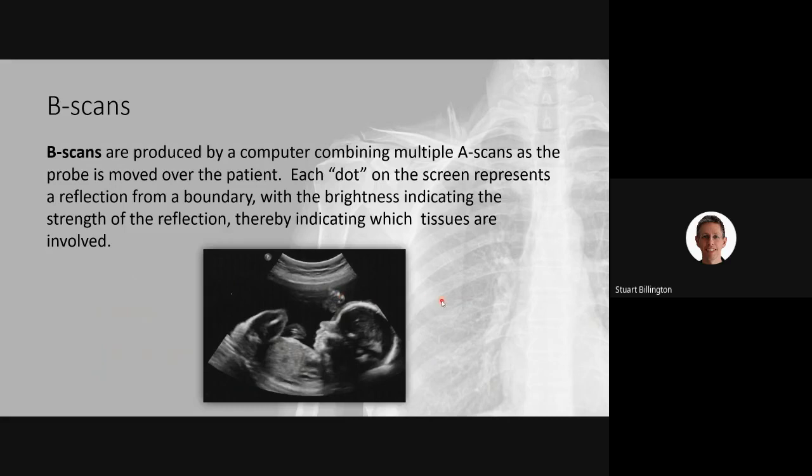And so by looking at the relative intensities, you get the brighter the white on the spectrum between black and white and all the grays in between. And by looking at the time it took for the reflection to come back, you can work out how far along the straight line A scan it is inside the patient.